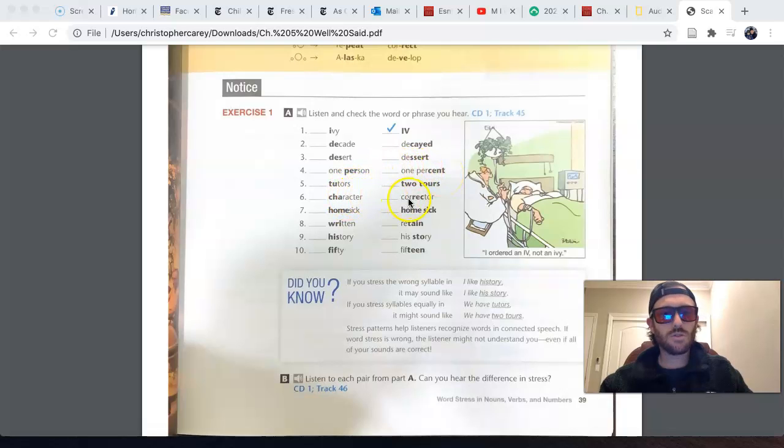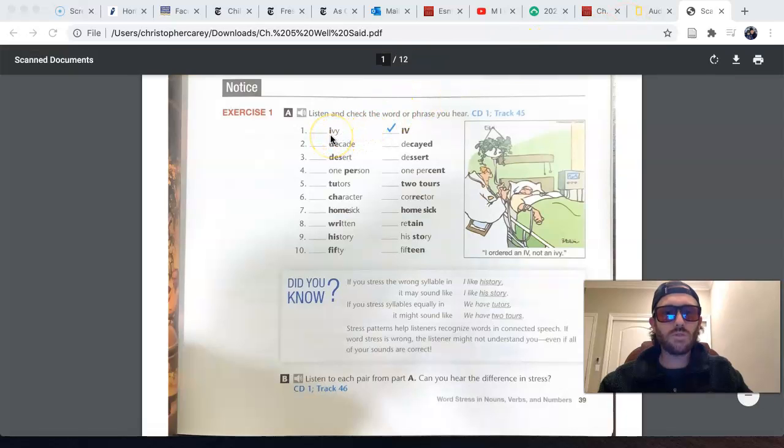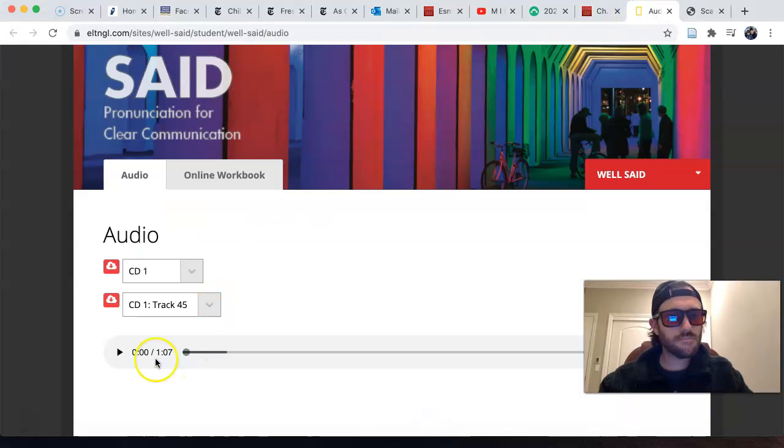All right, so listen closely, and wherever you hear the word stress, whichever syllable you hear is the strongest, that'll help you understand which word is being said. Let's do this together. CD1, track 45. In bold, you see where the syllable stress is. You're listening for the word that has that stress. Let's give it a listen.